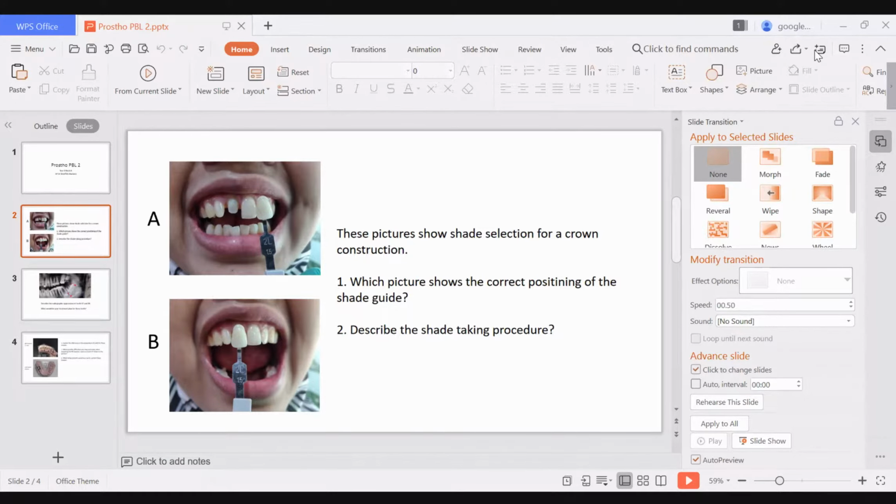Me, Prof. Me, Yana, number 4. I think the correct positioning of the shade guide is B, because not only can we compare with the adjacent tooth structure, but also the overall original tooth color. Okay. Right. One more person.